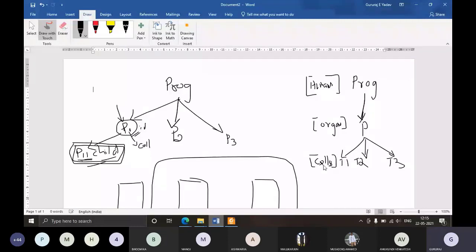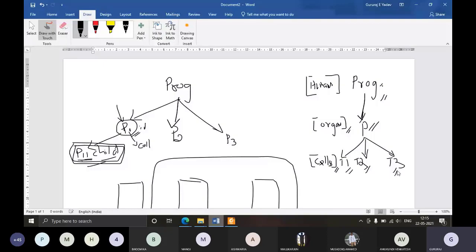Right. So for humans to operate, the organs should work. For the organs to work, the cells should work. So for the program to execute or make progress, the process should make progress. And for the process to make progress, the threads should make progress. So that is what we'll discuss now: threads.